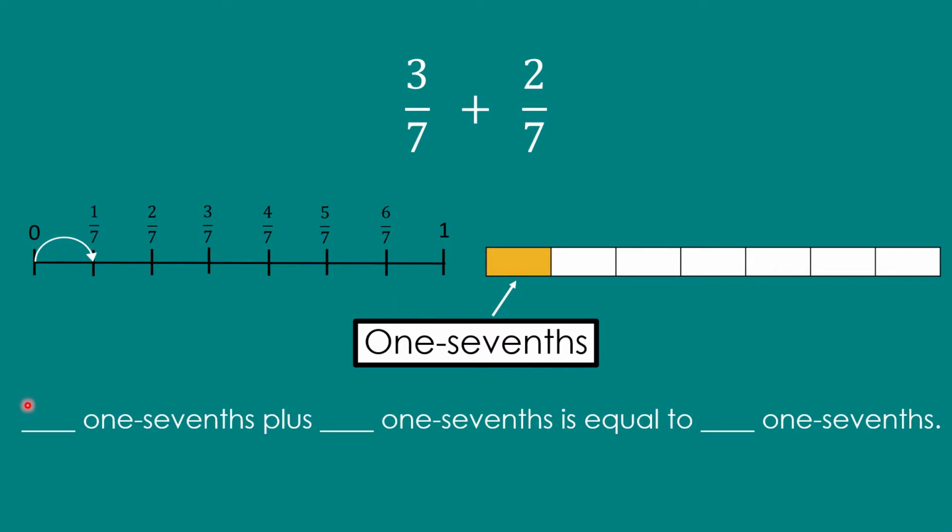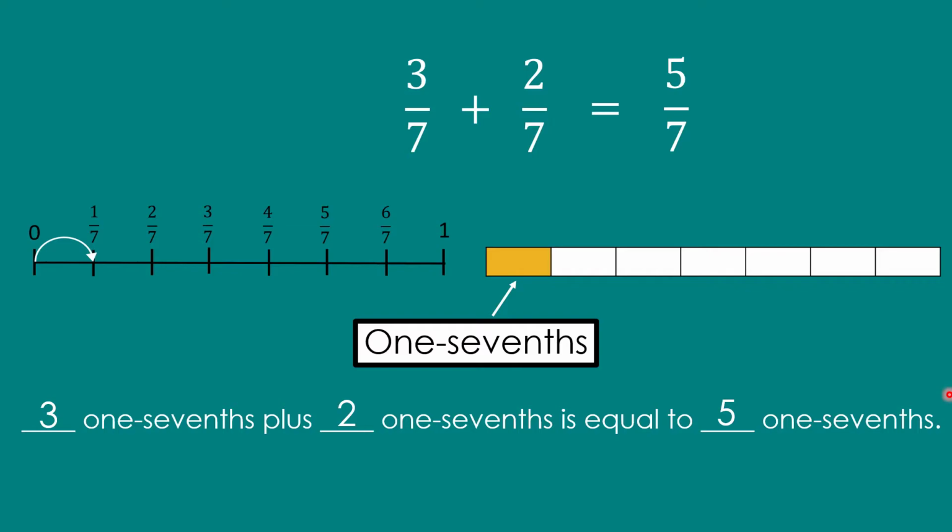So do you think you can complete this sentence yourself? How many 1/7 plus how many 1/7 is equal to how many 1/7 in total? Give that a go. Well, I'm going to reveal the answers. 3 1/7 plus 2 1/7 is equal to 5 1/7. Isn't that right? Again, we normally say 5/7, but it means 5 1/7, 5 lots of 1/7.